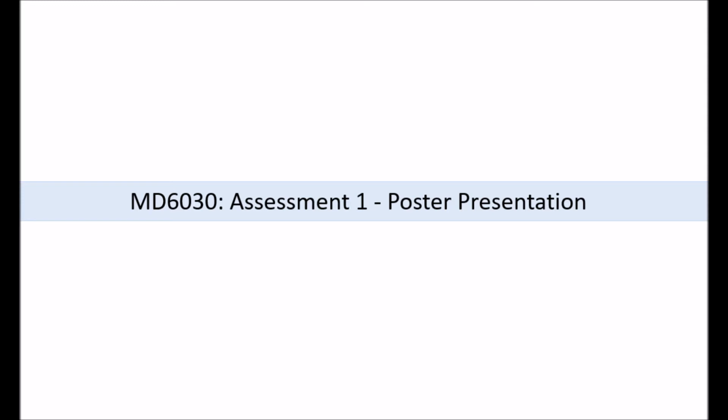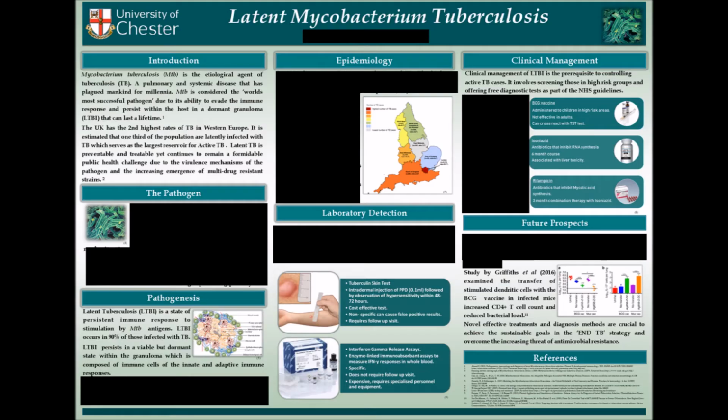The first one is on latent Mycobacterium tuberculosis. So this is one of the infectious diseases provided on the list in the module space. This was produced by a student last year. So what I essentially want to do is spend a few minutes looking at this poster, talking about why this was one of the best.